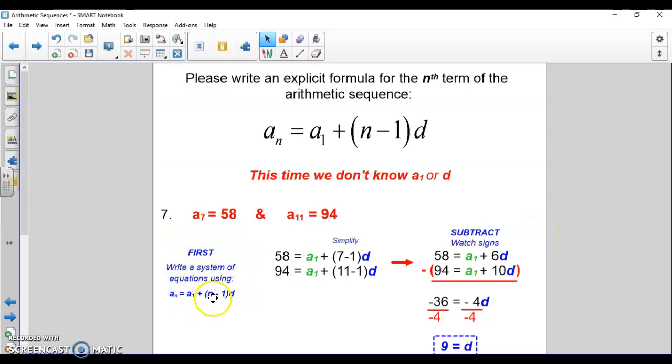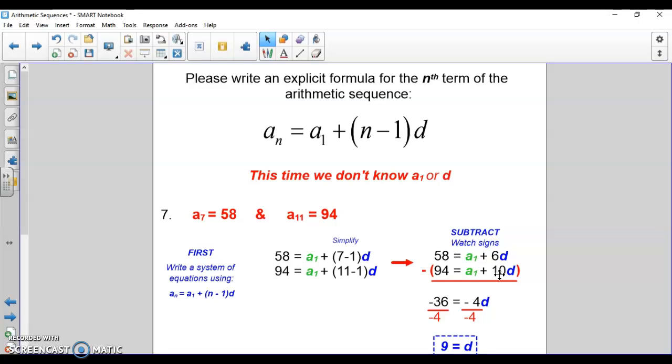First, we write a system of equations like I mentioned. We kind of set each individual equation up just like we saw in the last problem. We use a sub 7 equals 58 for the first one. A sub 11 equals 94 for the second one. Simplify. We get 58 equals a sub 1 plus 6d. 94 equals a sub 1 plus 10d.